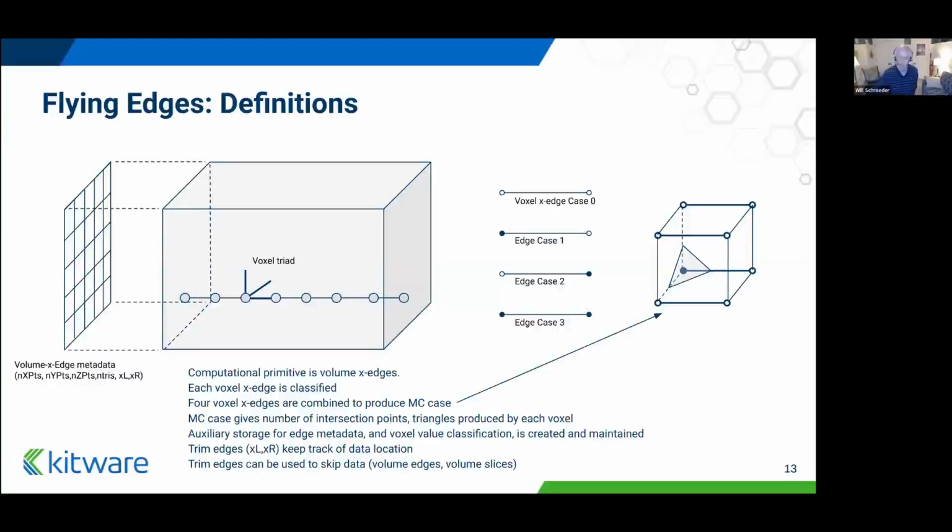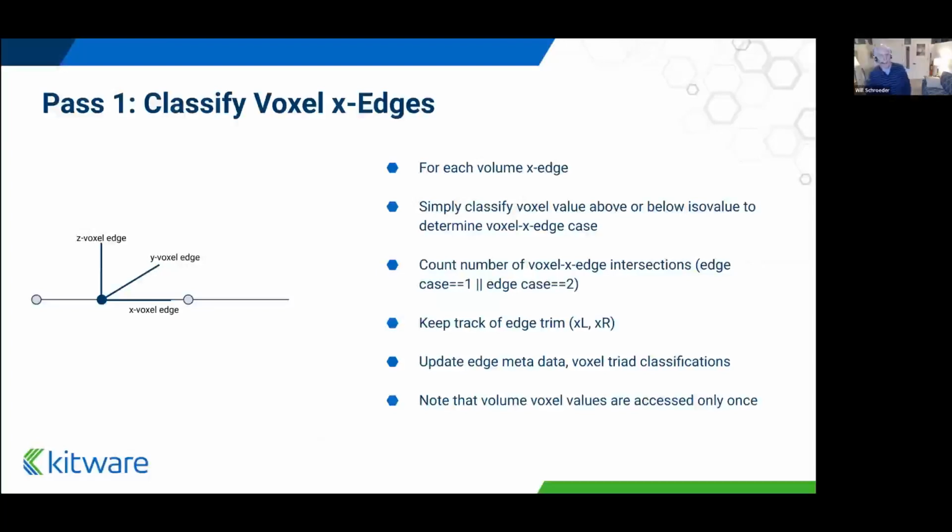So let me jump ahead. I'm going to go through the 4 passes and hopefully give you a bit more information that'll help make this comprehensible. The way pass 1 works, for each volume X edge, we simply classify the voxel value above or below an ISO value to determine the voxel, in this case, the voxel edge case.